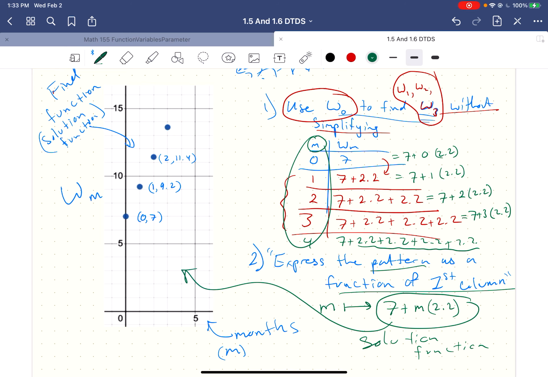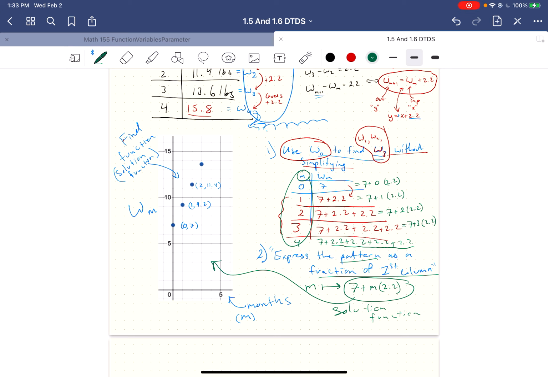It's the thing where now it's very easy to answer my previous question of what is the child's weight at 20 months, assuming this trend continues, right? So now if my m is 20, then my weight at 20 months is going to be 7 plus 20 times 2.2. And that's around 60 pounds.